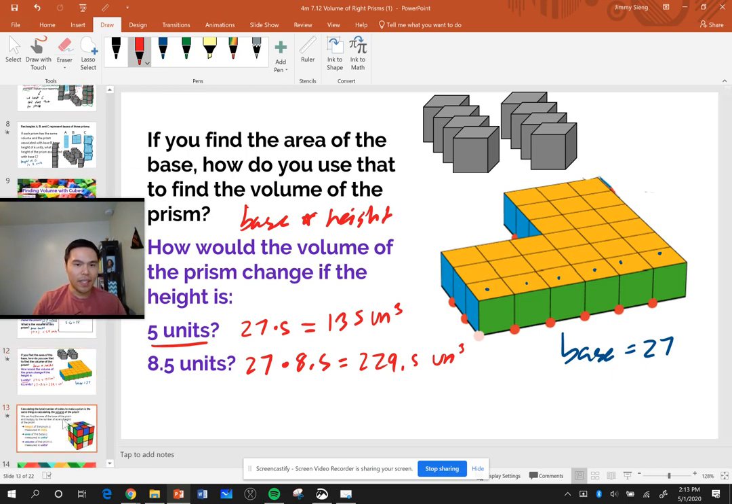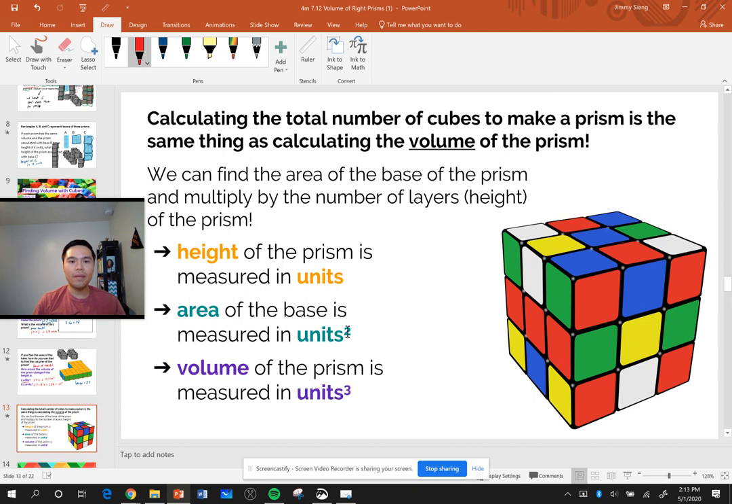We are almost done. So now, just to sum it up, right, calculating the total number of cubes to make a prism is the same thing as calculating the volume of a prism, all right? You count how many cubes you have, just like that Rubik's Cube, that represents the volume, all right? So we can find the area of the base of the prism and multiply by the number of layers, or the height of the prism.